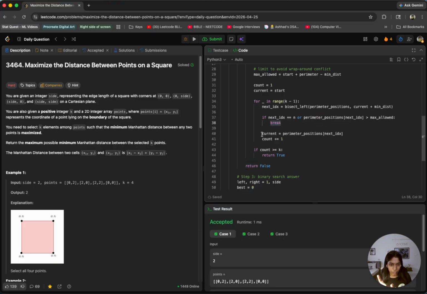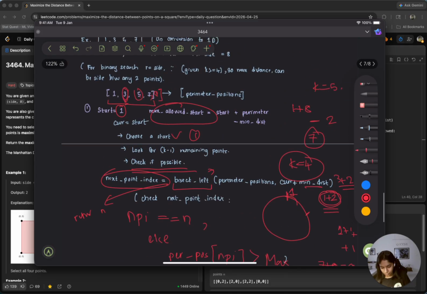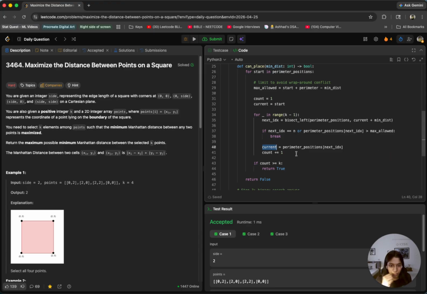Or else I know that the current that I took here was actually the start value. If I look at that, my start value would have been this, so it's a 1. After doing 1 and I successfully am able to move to 3, I want to make 3 my current now. So 3 will be my current, and then 5 will be my current, and so on. So I'm going to update that current, which is now going to be equal to perimeter positions of that next index, which I got here from bisect left. Yeah, so I keep doing that.